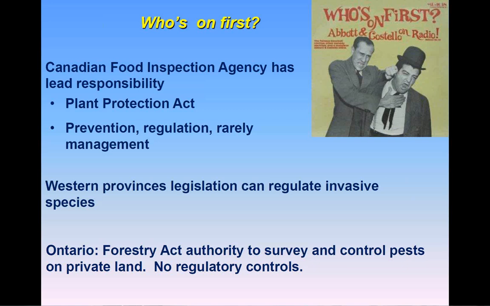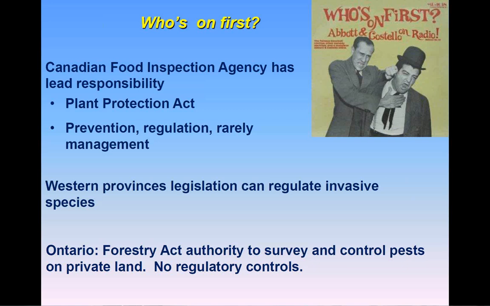In Canada, the western provinces, Manitoba and west, all have provincial legislation that allows them to control certain species, like Dutch elm disease and mountain pine beetle, for example. Ontario currently doesn't have that legislation, although there is a bill tabled. But we do have authority under the Forestry Act to survey for any species, native or otherwise, and control them on private land. But Ontario doesn't have the regulatory controls at this time to actually control the movement of material.